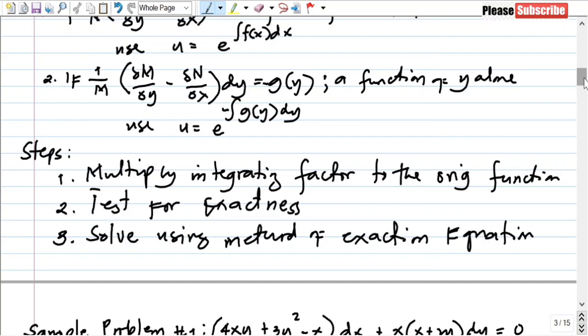Okay? Dito ko lang, yung integrating factor is a function na kapag i-multiply mo siya doon sa original na function, kung saan yun yung problem natin, ay magiging exact equation siya. Okay? So, yun po. Maraming salamat po sa inyong lahat.